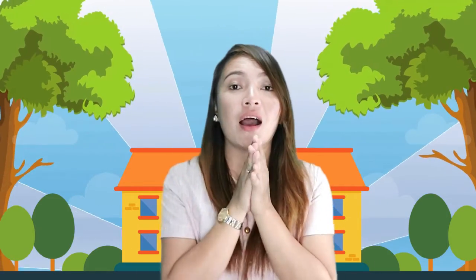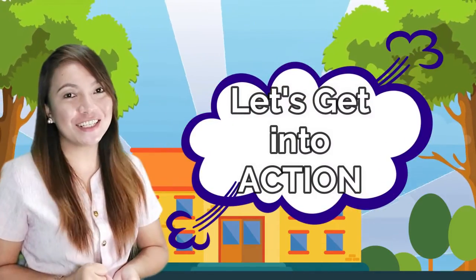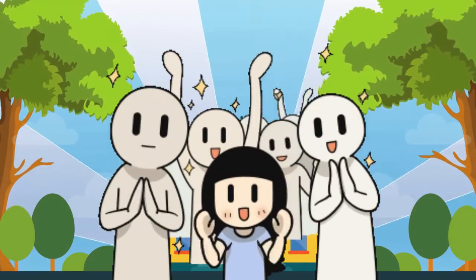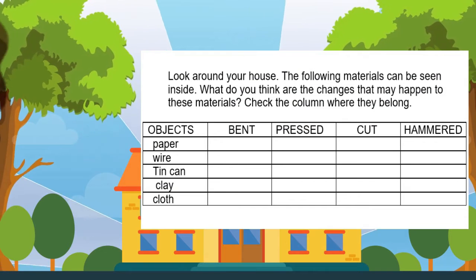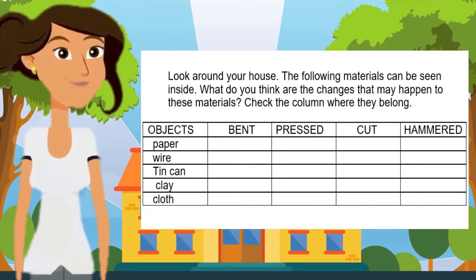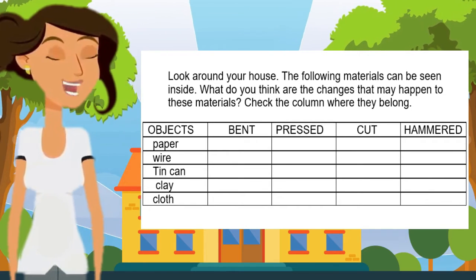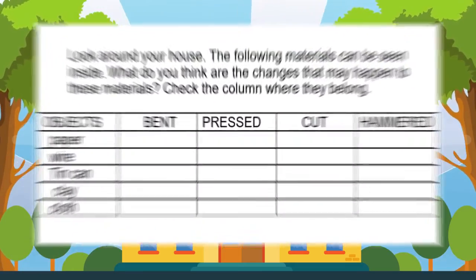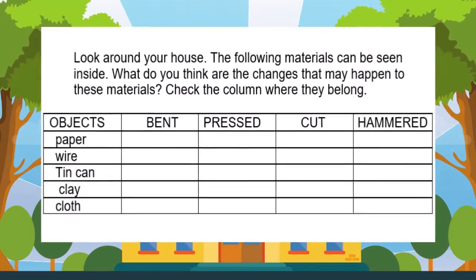Great job, kids! I am very impressed on how you answered the question. It seems that you are really listening well. Now let's get into action. Look around your house. The following materials can be seen inside. What do you think are the changes that may happen to these materials? Now check the column where they belong. Your timer starts now.